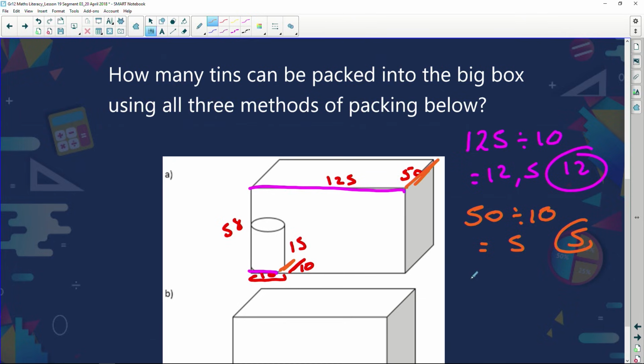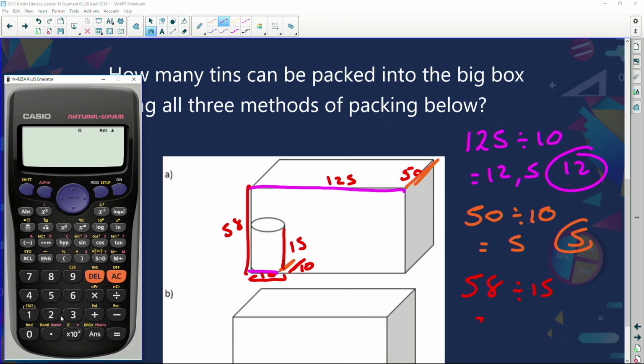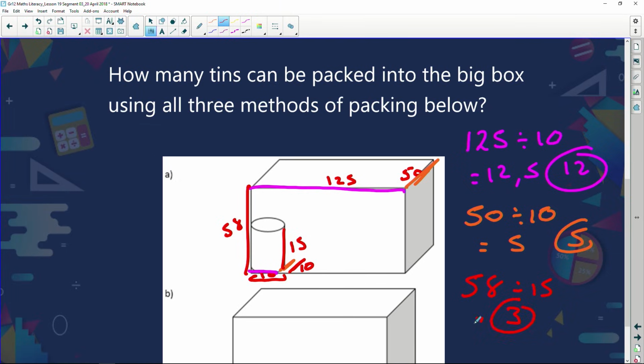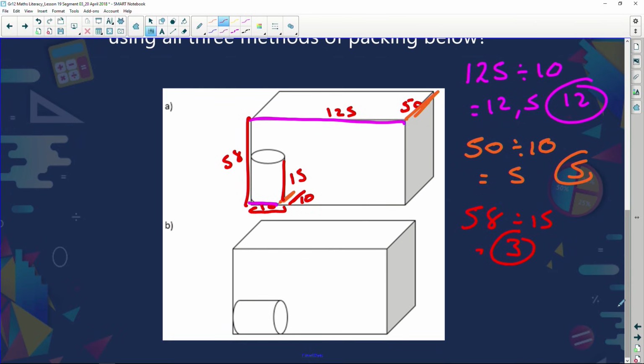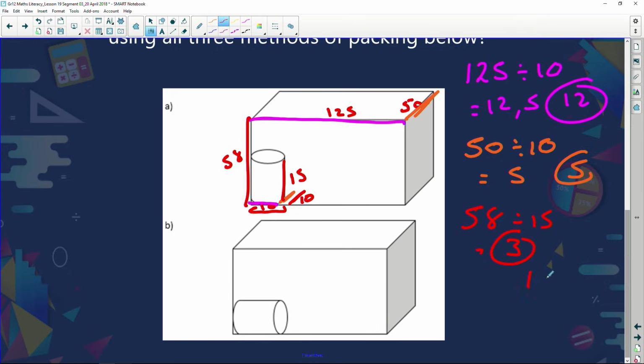Now, my height. I have a height of 58. Okay, let's go a nice weird color. A height of 58, and I want to see how many 15s I can fit into that. Calculator, I need your help, please. So 58 divided by 15, and I get an answer of 3,8, which is 3. How many cans can I fit in? Well, let's multiply. We've got 12 multiplied by 5 multiplied by 3. I can fit 180 cans into this box.